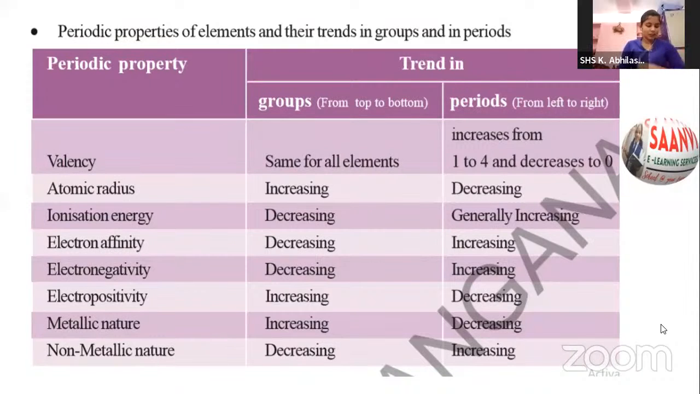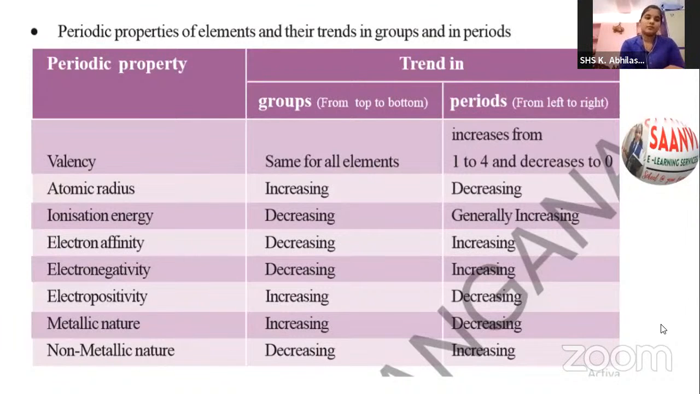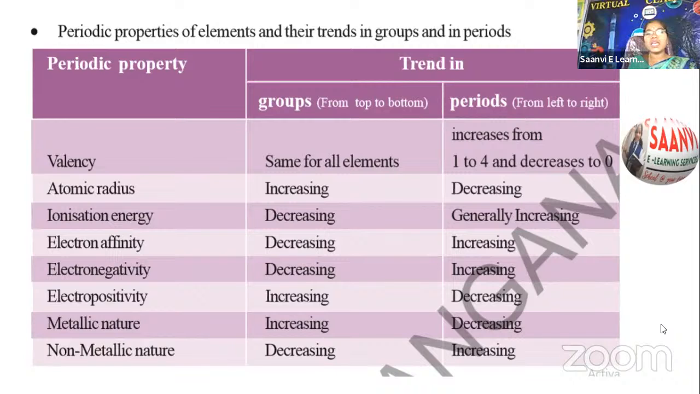Madam, the energy required to remove an electron from an atom is known as ionization energy. Yes, the energy required to remove the outermost electron from an atom is known as ionization energy. This ionization energy decreases in the groups from top to bottom. Why? Because we are removing one electron. I told you, removing as well as adding needs energy. So in the groups, from top to bottom, it is decreasing.